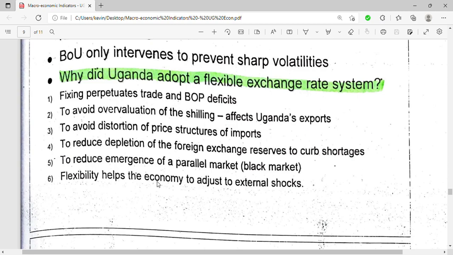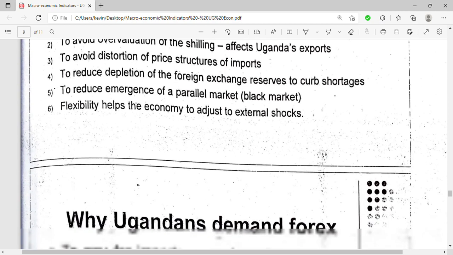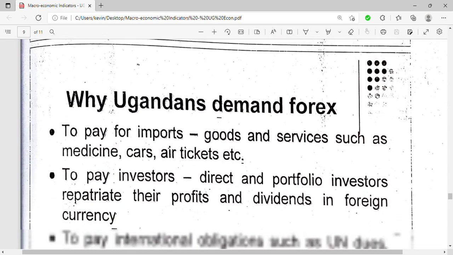Then flexibility helps the economy to adjust to external shocks. In case the demand is low, the exchange rate will change accordingly. In case the supply is high, the exchange rate will change accordingly. So it helps the economy to adjust to external shocks. Those are some of the reasons why Uganda adopted a flexible exchange rate.